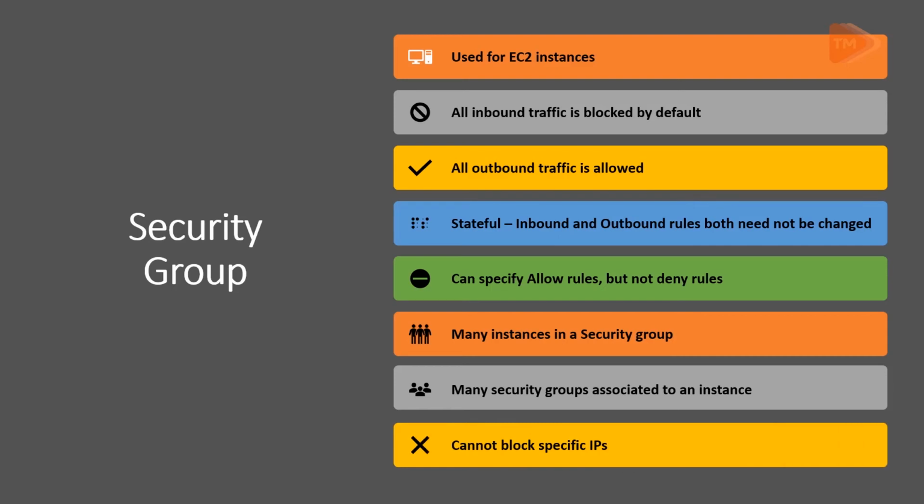Now, one more problem with the security group feature is that you cannot block IPs with it. You can control which ports are accessed, but you cannot say, okay, block this particular IP. That is something which security groups cannot do.